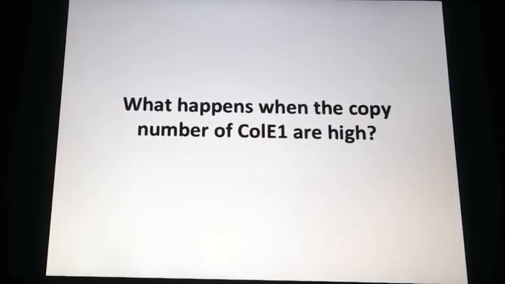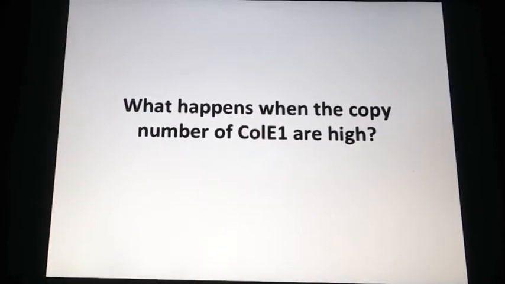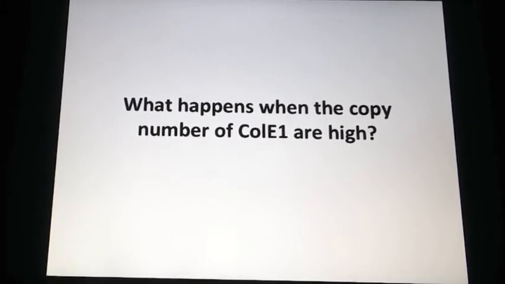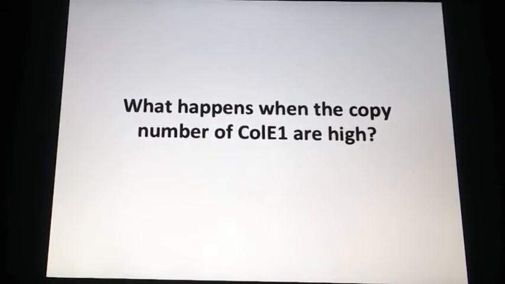However, we know that the cell does not want to make an excess of plasmids. Therefore, what happens to this process when there is a sufficient copy number of ColE1?